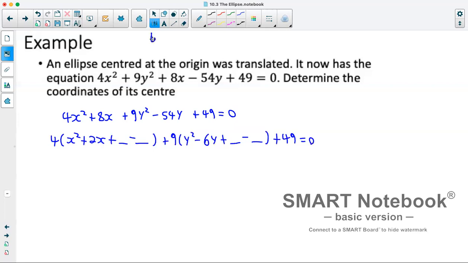Now, in each of those blanks, we're going to do b over 2 squared. So in this case, our b is 2. So 2 divided by 2 is 1. 1 squared is 1. So we've got plus 1 and minus 1. This one, we have 6. Sorry, that's -6. So -6 divided by 2 would be -3. -3 squared would be 9. So we've got plus 9 minus 9.